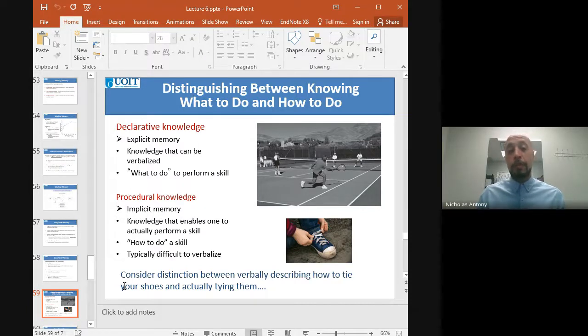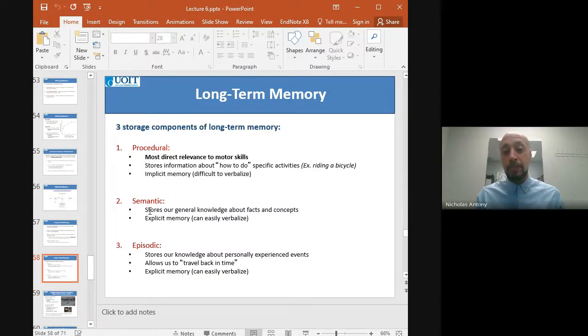The other two types of memories are called declarative or explicit memories. Semantic memories are our storage of general ideas or knowledge about facts and different concepts. That would be like our academia, like studying. Episodic memories are our memories of all of the sensory processes of a specific event that we've experienced.